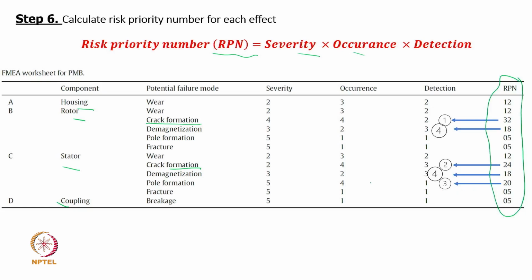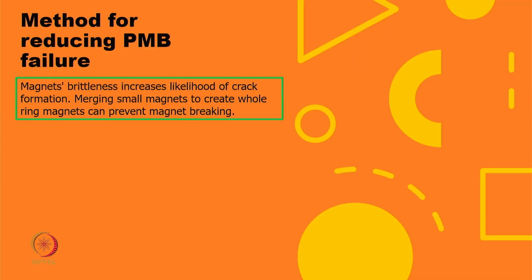Coming to the third one, in this case stator pole formation has come to number 3, and number 4 are the two demagnetization failures. So, these are the top 4 we need to address, or maybe we can address only 1 or 2 and then go for the next solution. So, this is the overall FMEA to go ahead.